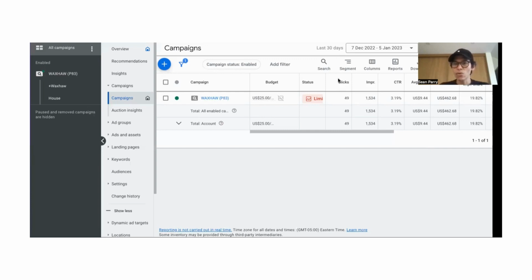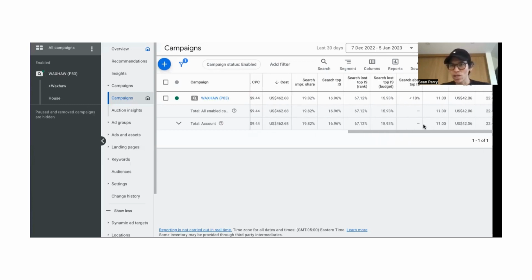$462 spent, and we've had 49 clicks. The average cost per click is coming in at just over $9. Whether you're based in the US, Canada, Australia, or the UK, and I run campaigns for clients in all those locations, this number will vary. It's driven by the amount of demand and the amount of competition from other cleaning companies bidding for specific keywords. For this client, it's just over $9, which is actually within the range.